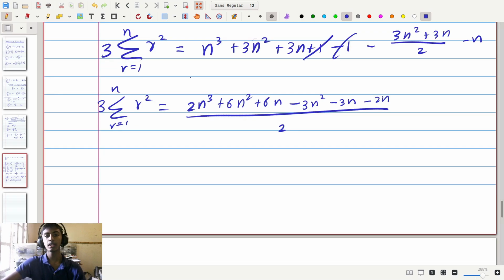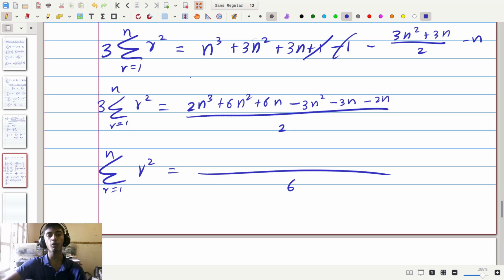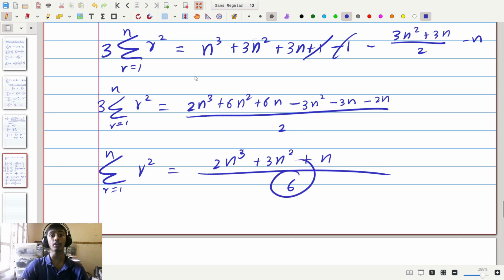Simplifying this down, we have 6n squared and minus 3n squared, that gives us 3n squared. This 6n minus 3n minus 2n will give us n. We can do another step as well. We can divide this 3 out since we have a common denominator of 2. Therefore, the sum we are looking for, the sum from r equals 1 up to n of r squared, is equal to, divided by 6, and on top we have 2n cubed, plus 3n squared, and we don't have any constant terms, we have n terms, 6n minus 3n minus 2n gives us plus n, and then that divided by 6 is our sum.